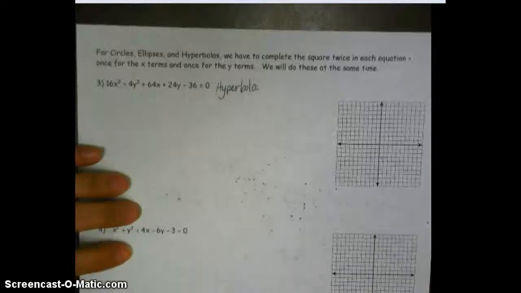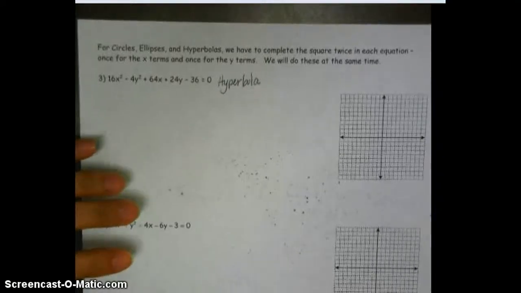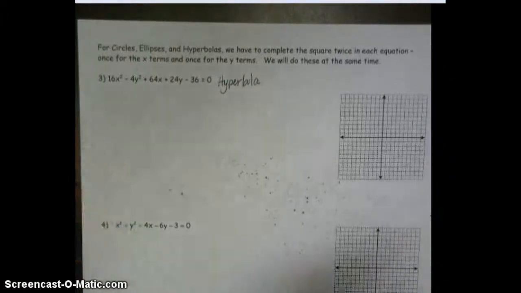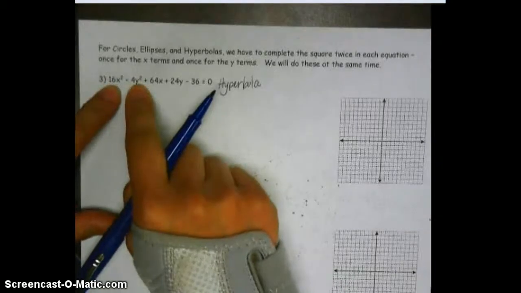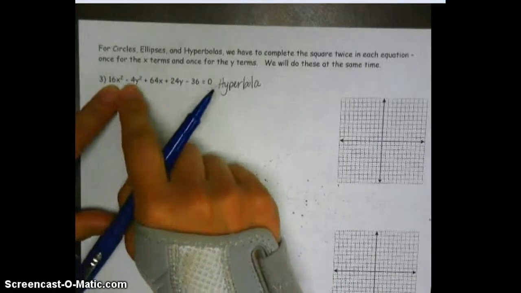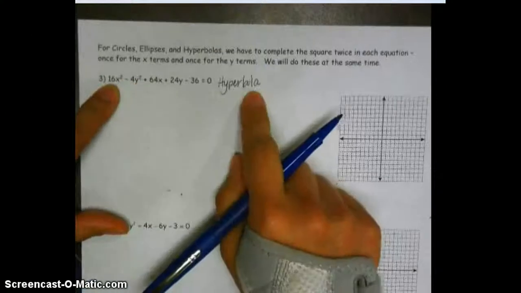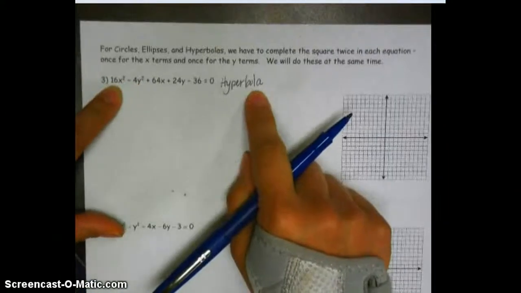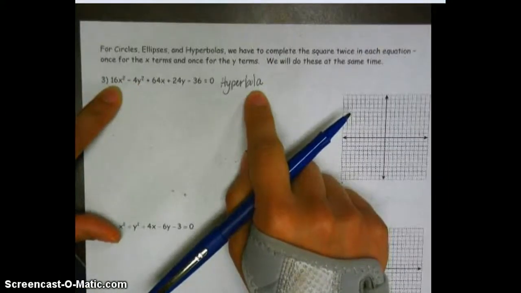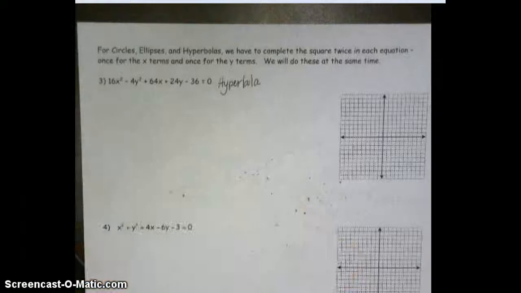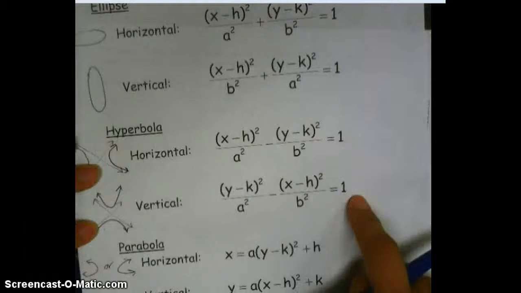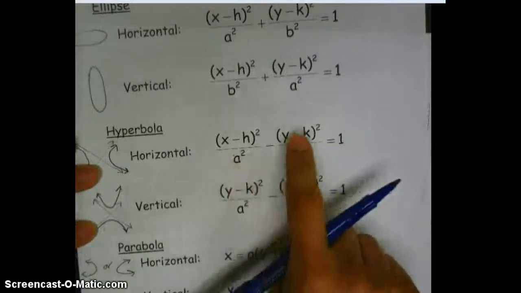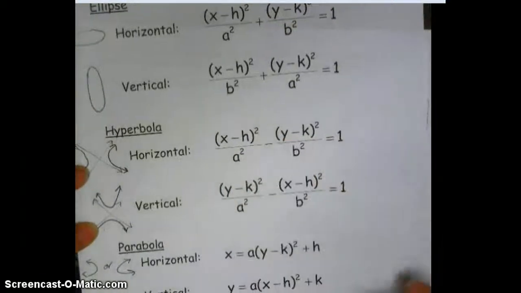All right, so after looking at your next equation, your flowchart questions, we notice that we have both an x squared and y squared term, so we have to ask ourselves the next question, which is, do they have the same sign? And we say no to that, so that's why we know it's a hyperbola. With a hyperbola, the standard form is supposed to look like one of these, which means we have two quantities that we have to complete the square with, the x and the y.